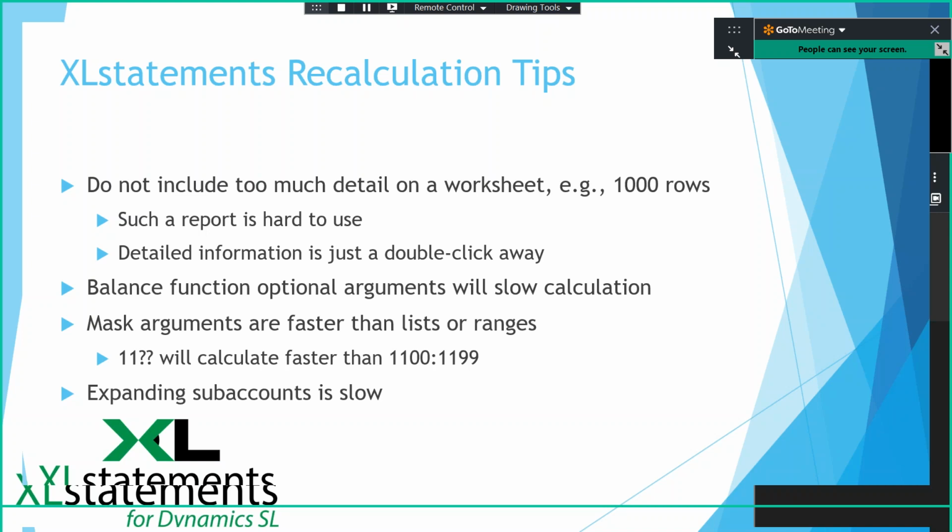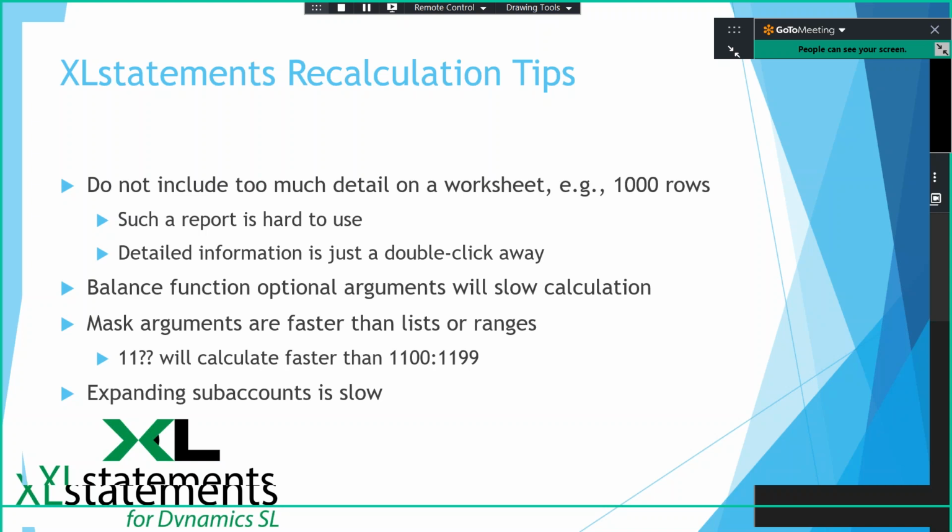So using optional arguments in your balance functions, like include unposted, net, the console arguments, using those is definitely going to be slower than not using those. Because technically, if you use those, it's always going to have to go and look at your detailed transactions, your GLTran information. If you don't use those, it's typically going to get that information from the history table. And so that's a lot faster than going and sifting through what might be millions of rows of data. It's only looking through hundreds of rows instead.